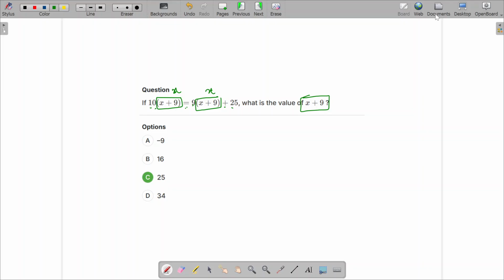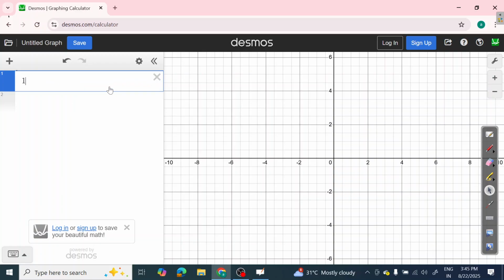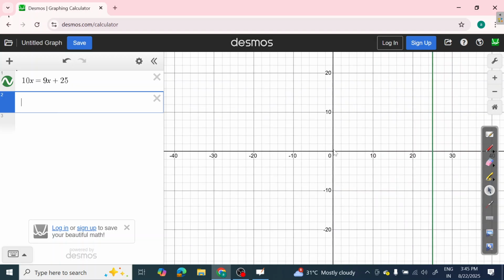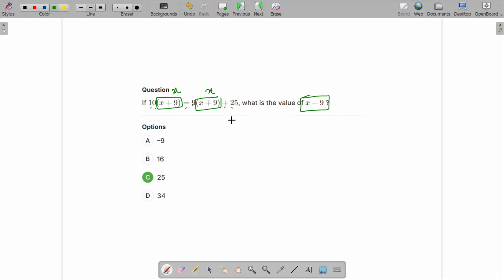Okay, so 10x equals 9x plus 25. I think I need to zoom out. Let me see. So what is the answer? 25. That means we are directly finding the x plus 9. X equals x plus 9, right? So x plus 9 is 25, right? You can replace it with y also just to not get confused, and you can directly solve it.